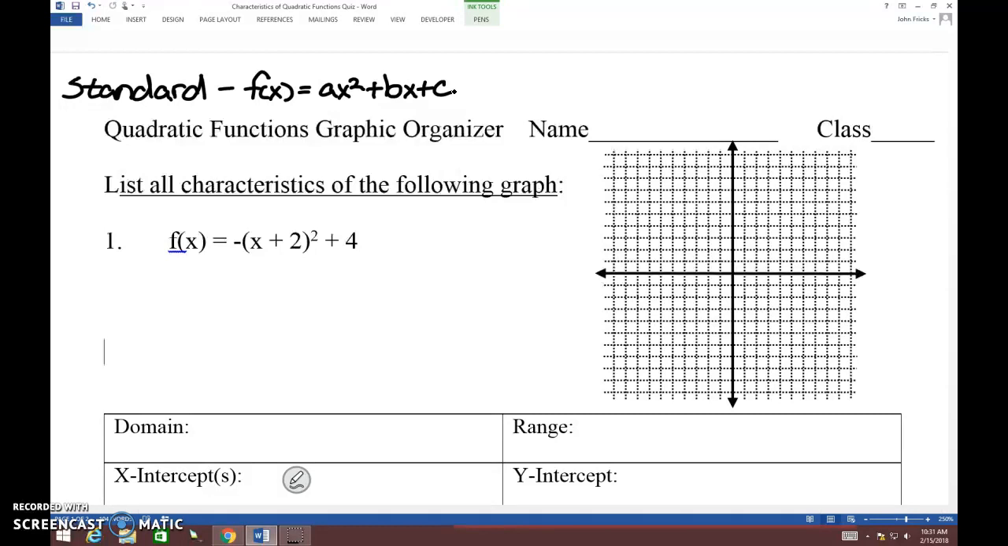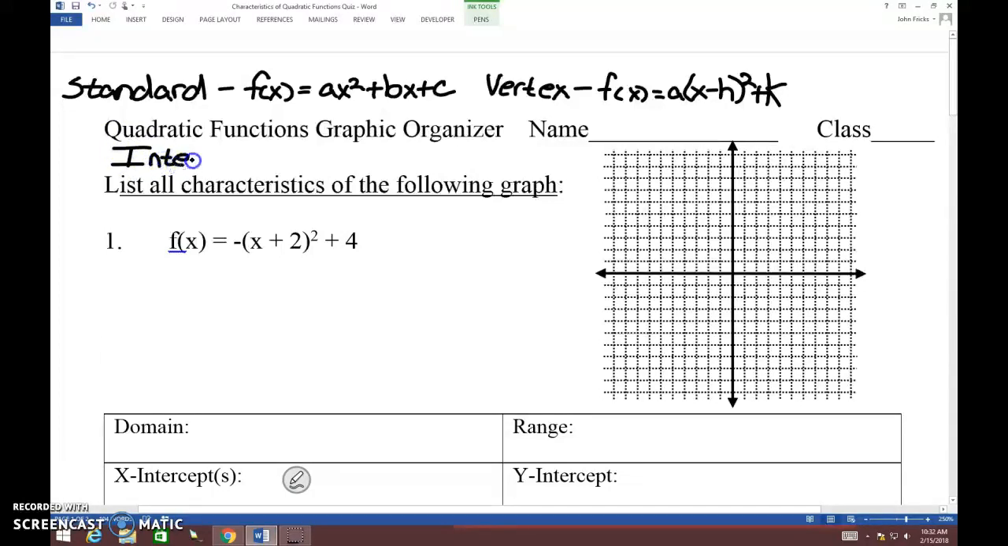The next form is going to be our vertex form. And with vertex form, we're looking to write it as f of x equals a times x minus h squared plus k. And then the last form you're going to want to write down is going to be intercept form. So I'm going to write it above the directions here since I'm kind of running out of space. So with intercept form, I'm going to have f of x equals a times x minus p, and x minus q.